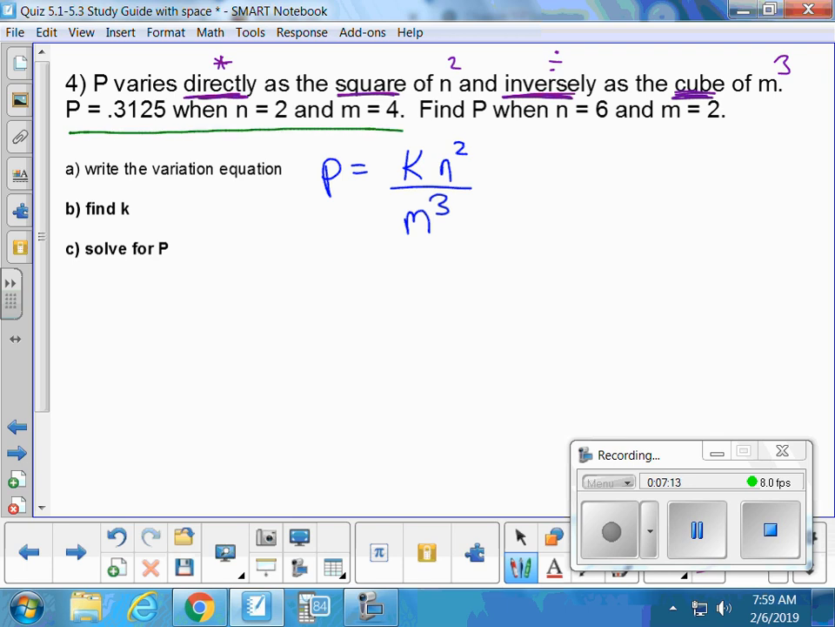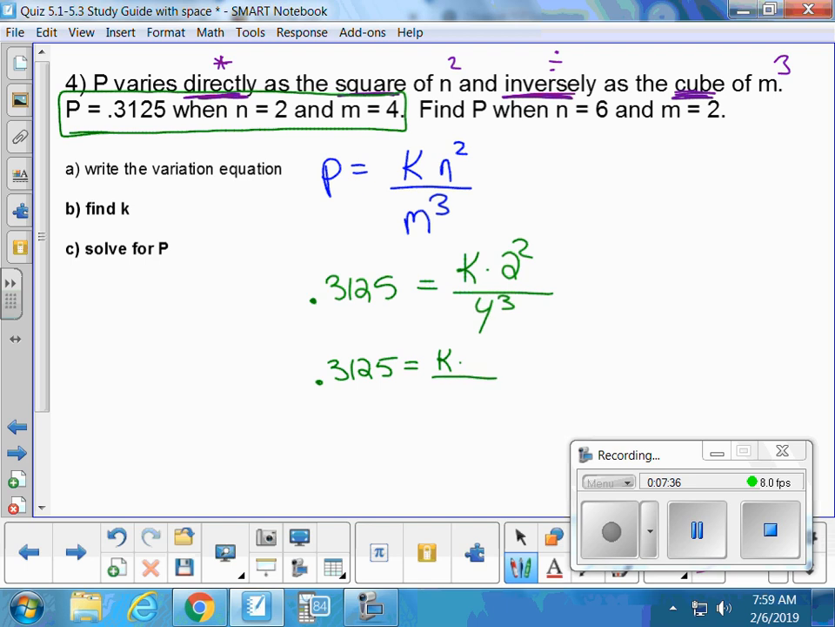These are our 3 numbers that are going to go together to help us solve for K. So 0.3125 when n is 2 and m is 4. Now make sure you're using these as actual exponents and you're doing your exponents correctly. For example, what is 4 to the third? Don't botch that calculation. What's 4 to the third? 4 times 4 times 4. Okay. And then 2 squared is 4.